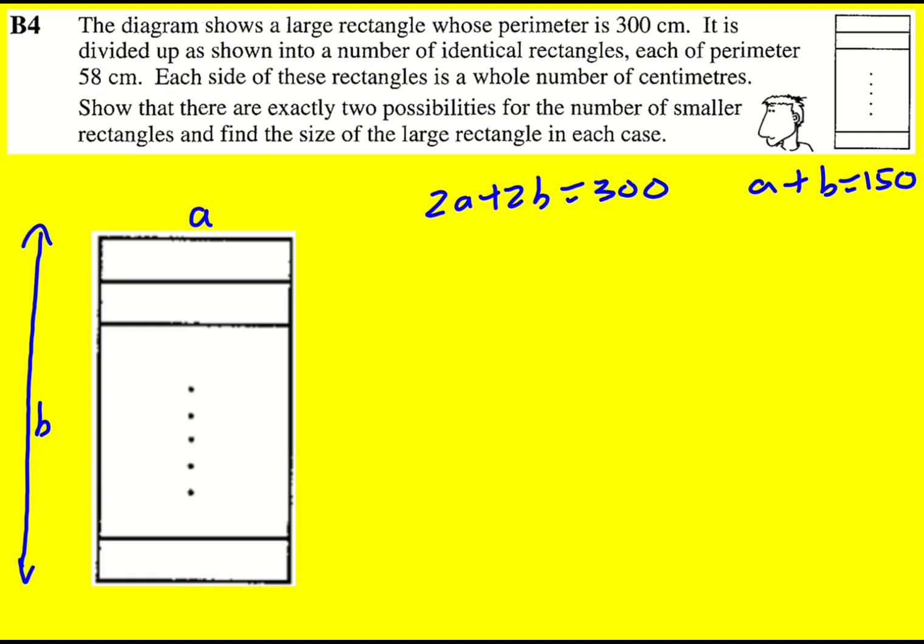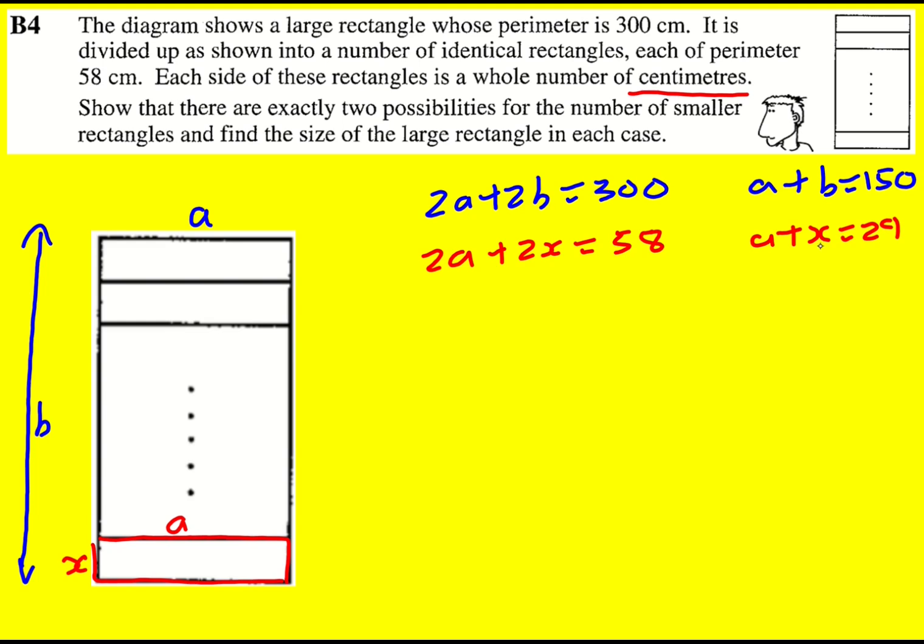Then we're dividing it into these identical rectangles that are smaller. So I'm just going to focus on this one down here. It's still got width A, but now I'm going to say that the height is x. Then in a similar way, 2A plus 2x is equal to 58. So A plus x is 29. Note that everything is a whole number of centimeters. So we've got 3 unknowns, 2 equations, but we know that they're whole numbers.